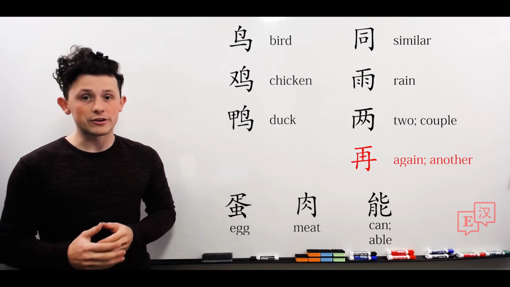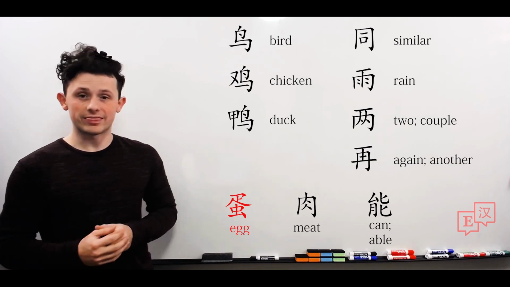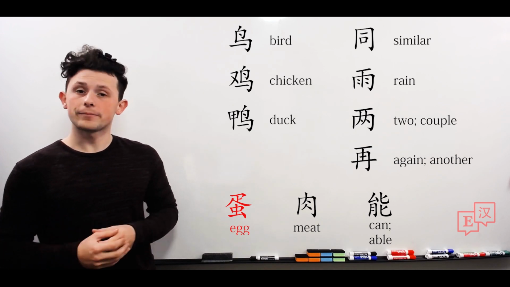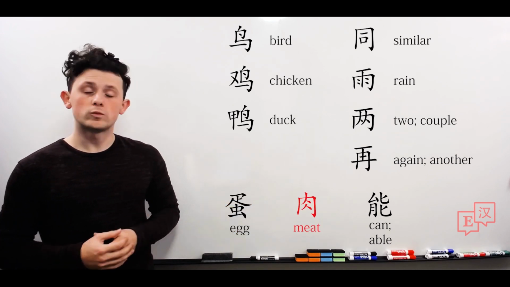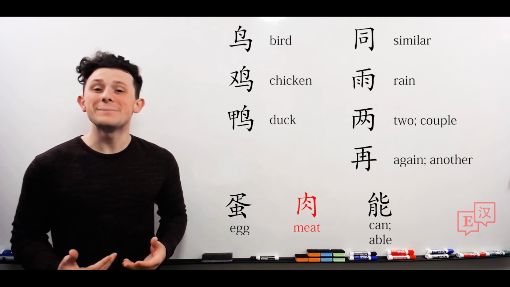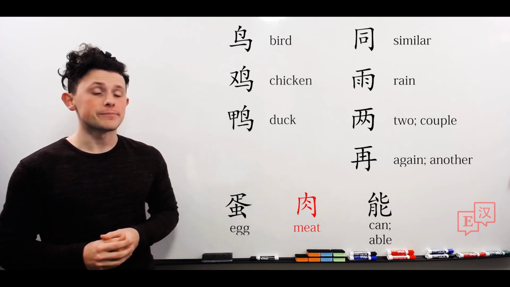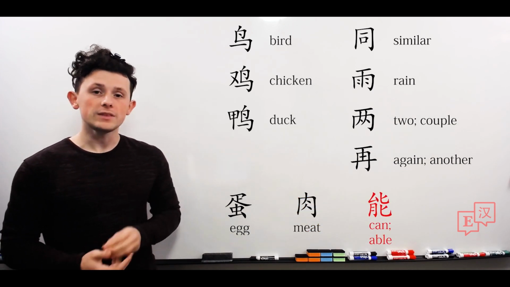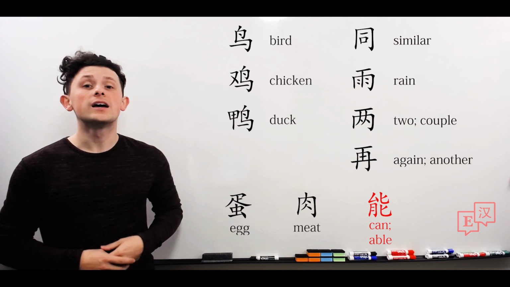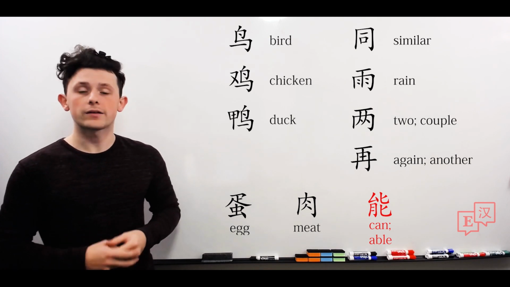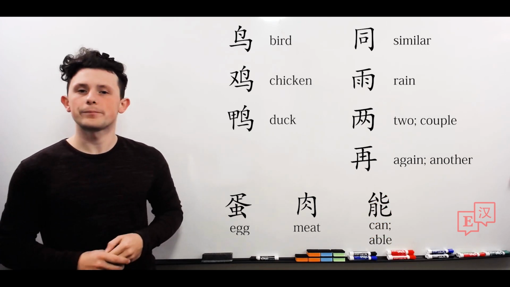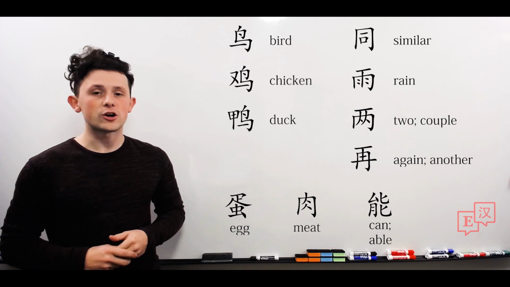Now the last three characters that we have here at the bottom are first dan, meaning egg. Next we have rou, meaning meat. And our last character for today is neng, meaning able to, or can, or may. And it's similar to things like 可以 and 会, which we've already used, but slightly different. That's all for our characters.